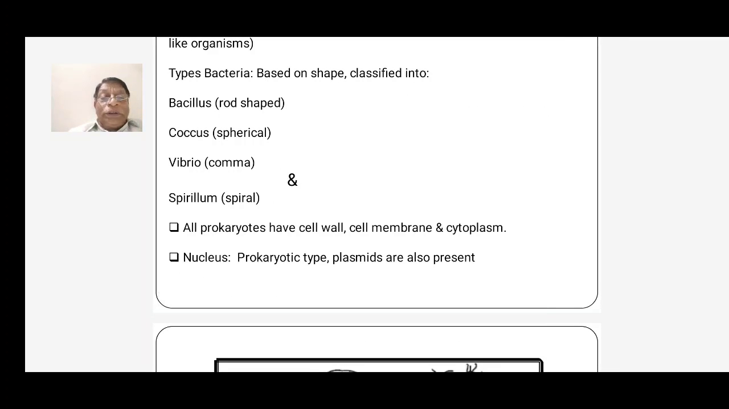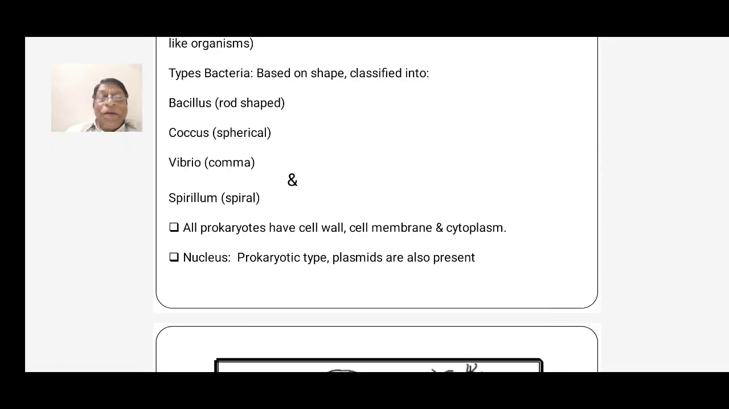In the cytoplasm, the nucleus is present. There is no well-organized nucleus. Well-organized means the nucleus must contain nuclear membrane, nucleoli. Such nucleus is absent.